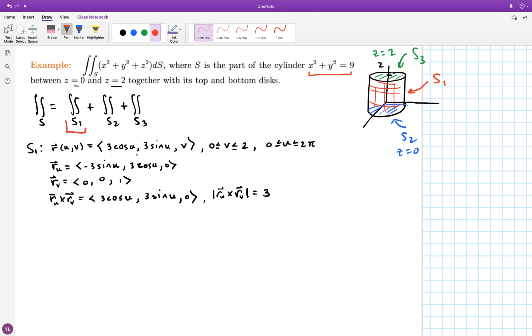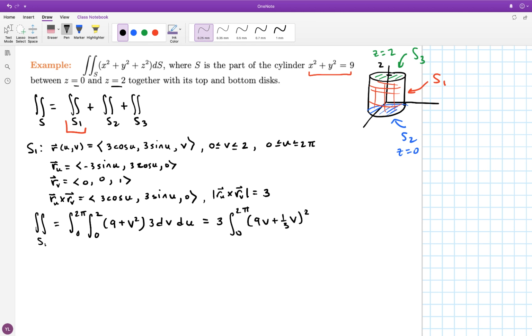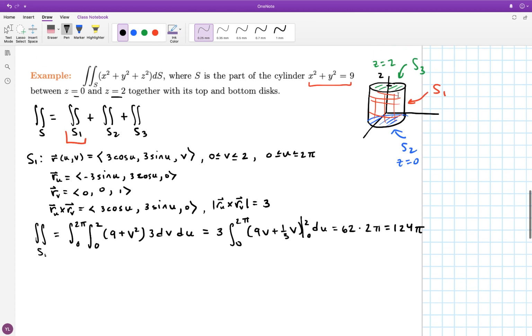I'm going to take x squared plus y squared plus z squared from the parameterization, and then multiply it by dS, which is this dA. Okay, if I haven't made any mistakes, then I'm getting 124 pi for the value of that surface integral. So this piece is just the part of the surface integral that represents the outer surface of the can, this S1 part. Now I'm ready to move on to, let's say, S2.